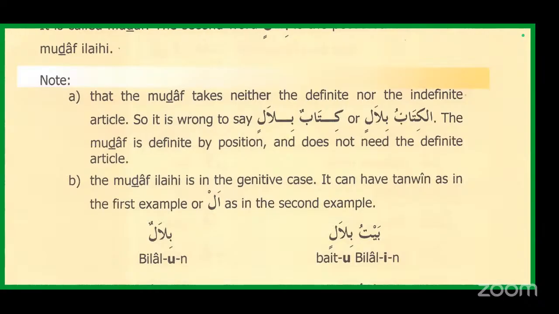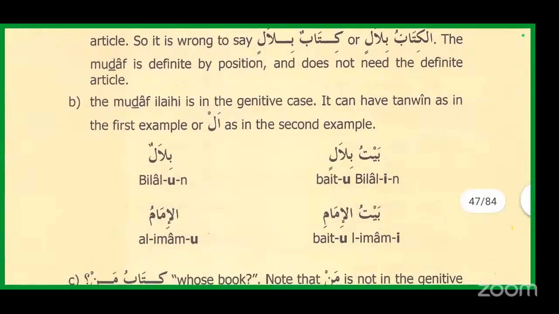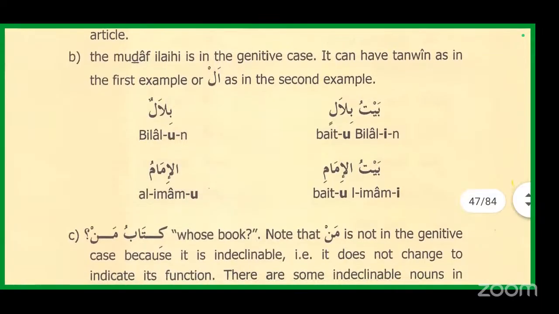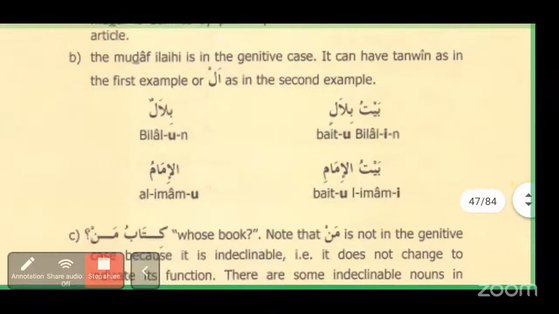Okay, the point B is that the mudafun ilayh is in the genitive case, halatul jar. It can have tanween, as in the first example, or alif lam, as in the second example. Mudafun ilayh can have a tanween or an alif lam. Alif lam means the article. Alif lam ma'rifah, write it down. This alif lam article D is called alif lam ma'rifah.